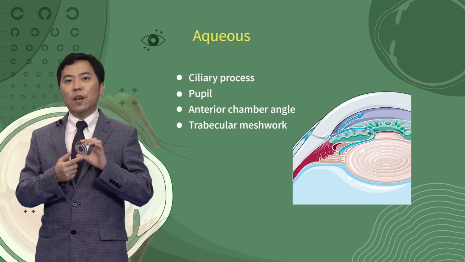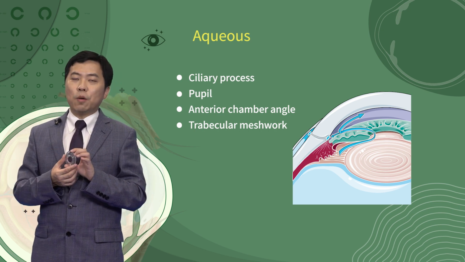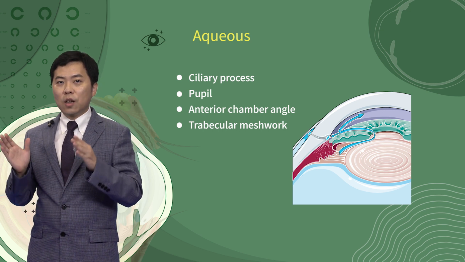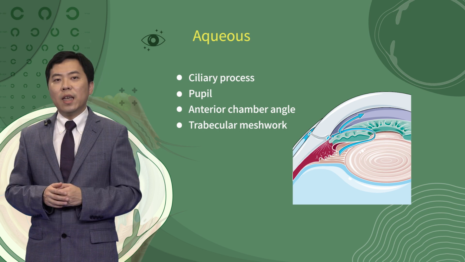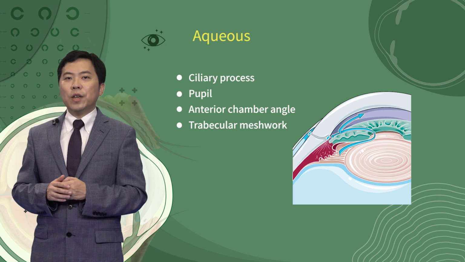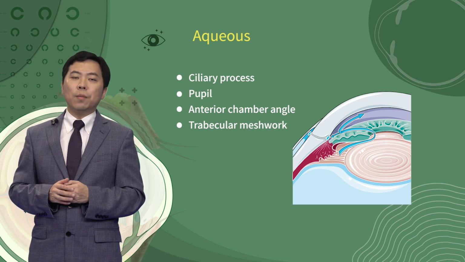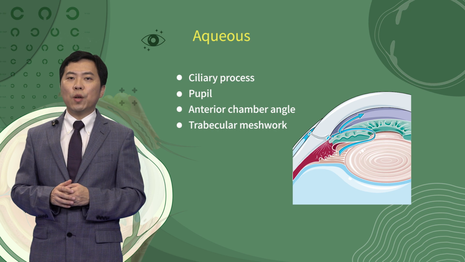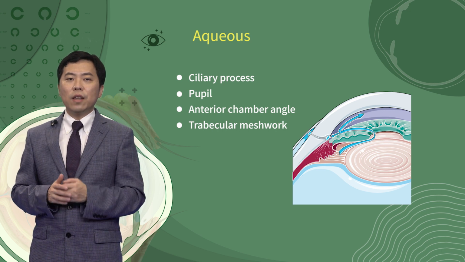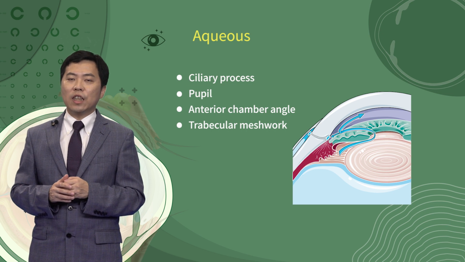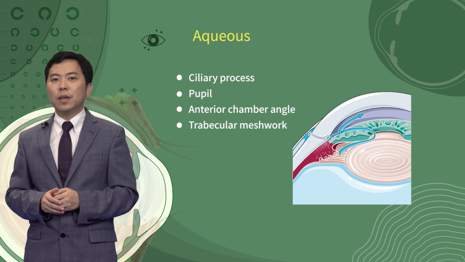Aqueous humor fills the anterior and posterior chambers. It is the space between the cornea and the lens. Aqueous is secreted by the ciliary body process to the posterior chamber, then passes through the pupil to the anterior chamber. Finally, it is absorbed at the trabecular meshwork at the anterior chamber angle.